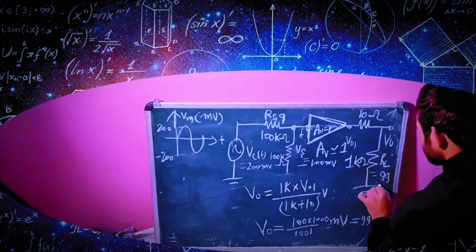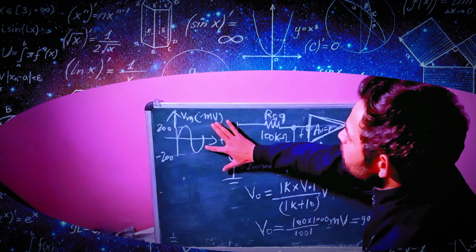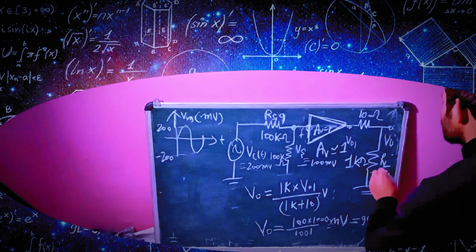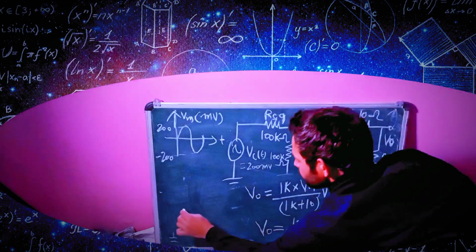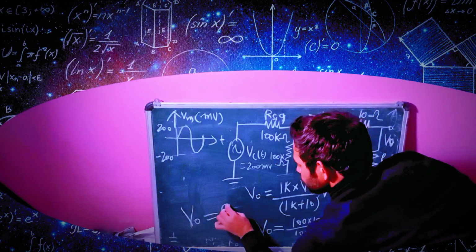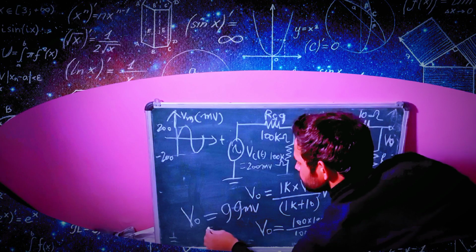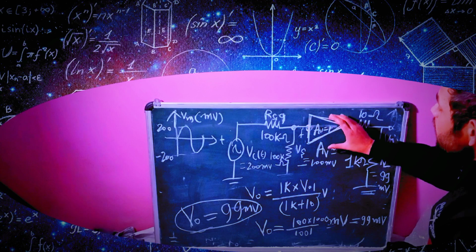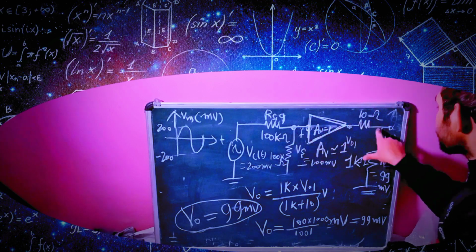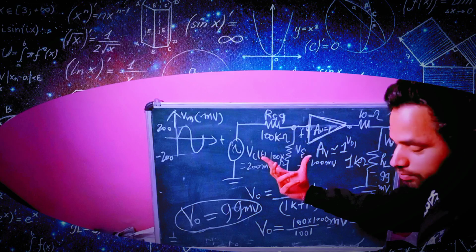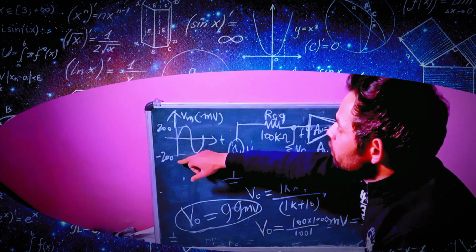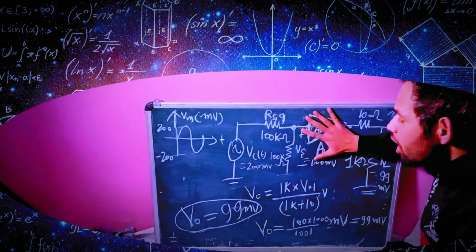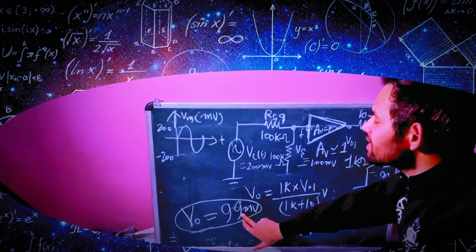So the output voltage we got here is 99 millivolt. We applied 200 millivolt at the input, and at the output we are getting 99 millivolt of signal. So V0 is equal to 99 millivolt at the output. Compared to the signal applied directly to the load, where we got 2 millivolt from 200 millivolt at the input without connecting the voltage buffer, with the help of the voltage buffer we are getting 99 millivolt.